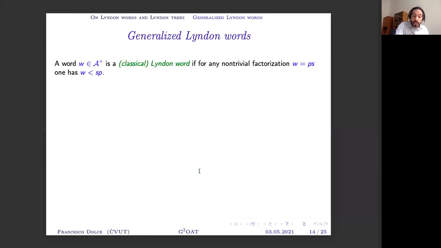Now, using this order, we can generalize different notions, including the notion of a Lyndon word. So, we said before that a classical Lyndon word is just a word that is the smallest one in its conjugacy class. That means that for every factorization PS, we have that W is more than SP. Another way of saying exactly the same thing is that, since PS and SP have the same length, then instead of considering the word alone, I consider the infinite powers. We saw this is the same.